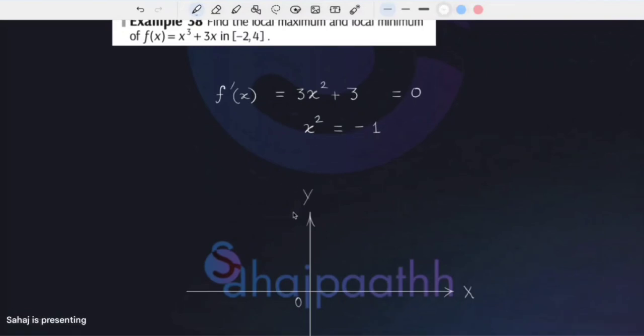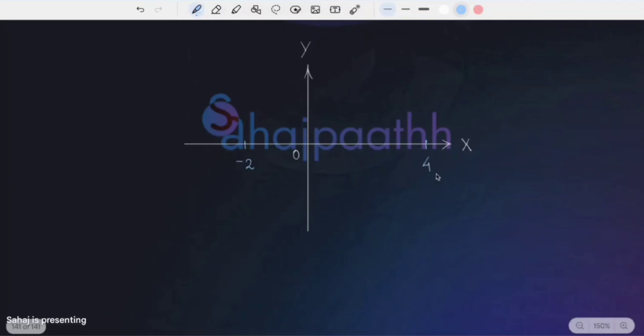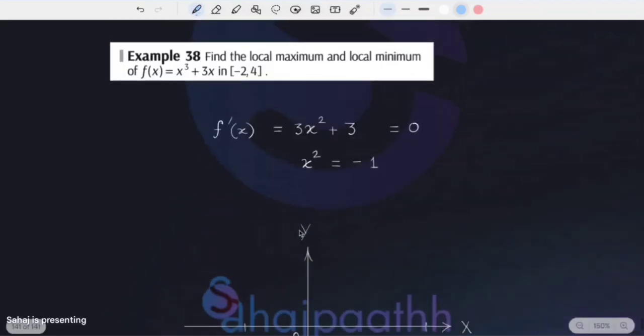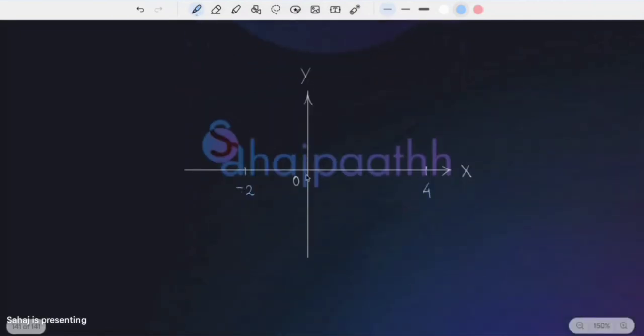So you go from -2 to +4. This is your range in which you have to find the minima and maxima of this function. And this function is a cubic function, x cube plus 3x. So near 0, it will look like 3x. And far from 0, it will look like x cube. X cube goes like this.